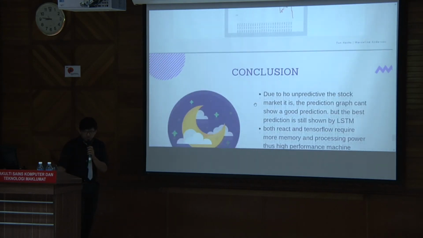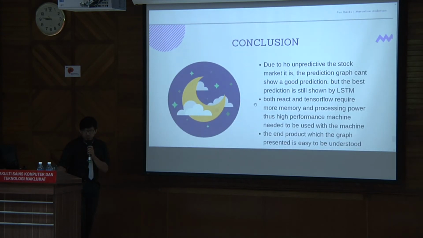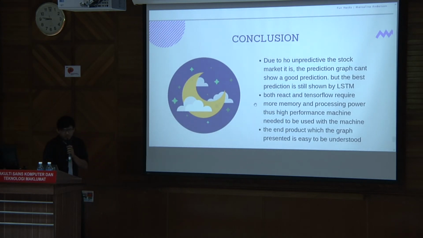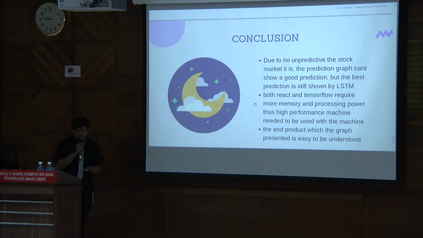Okay, the conclusion of my final year project: due to how unpredictable the stock market is, the prediction graph can't show a good prediction, but the best prediction is still shown by long short-term memory. And then both React and Tensorflow require more memory and processing power, thus a high performance machine needs to be used. And the end product, which is the graph presented, is easy to be understood by all people.